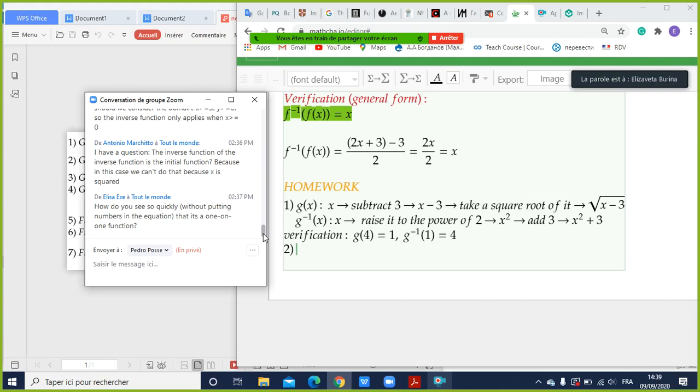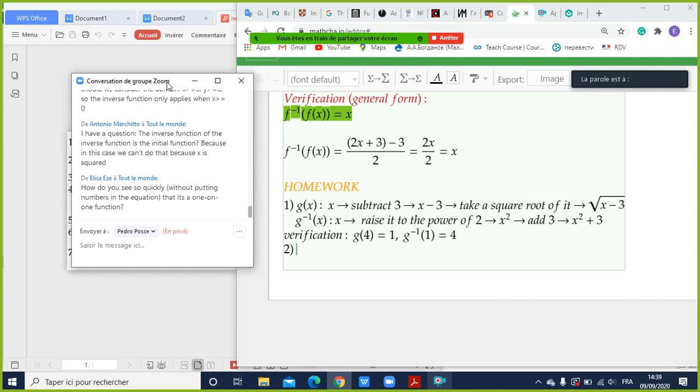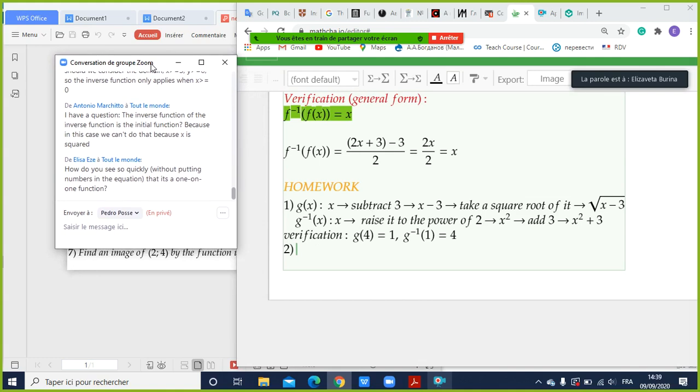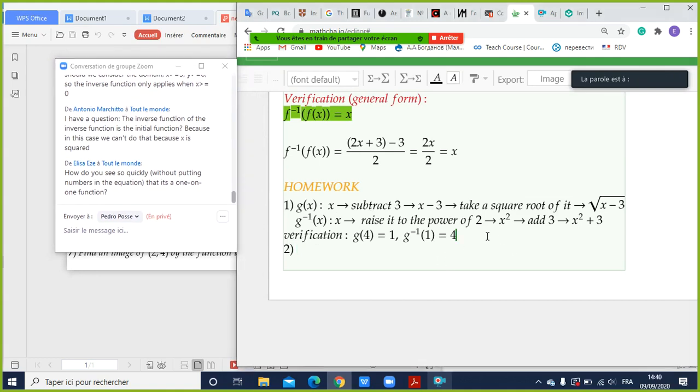Okay, so the inverse function of the inverse function is the initial function. No, the inverse function of the initial function is x. And the inverse function of the inverse function, I don't know what it is. It doesn't have to be the... Well, wait a second. I'm confused, so I don't want to confuse you. If I do here the verification in general form, will it answer your question, Antonio?